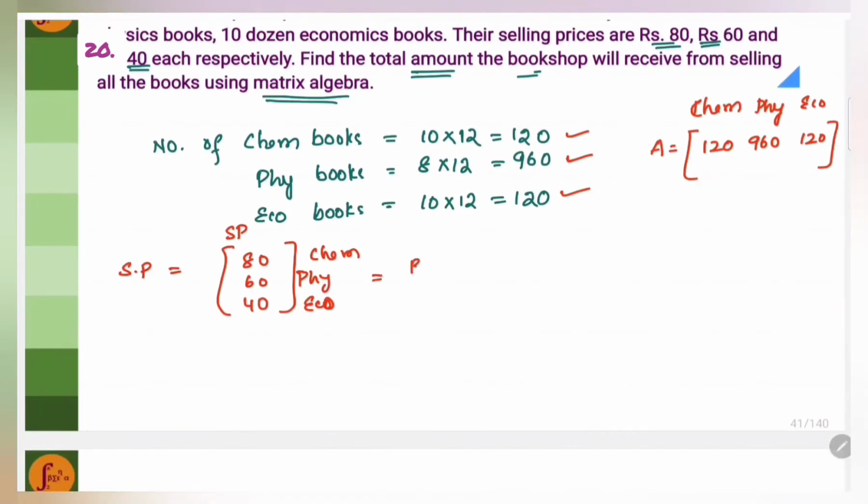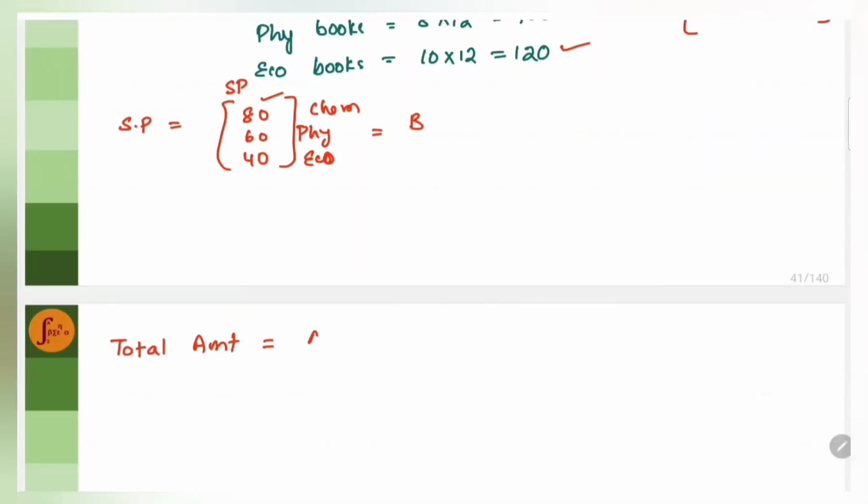Let's call this matrix B. Now if you have to find the total amount, you have to multiply the number of books with its selling price. This is the number of books that they have in the shop. So they have to find the selling price, right? Total amount. So total amount is A into B.